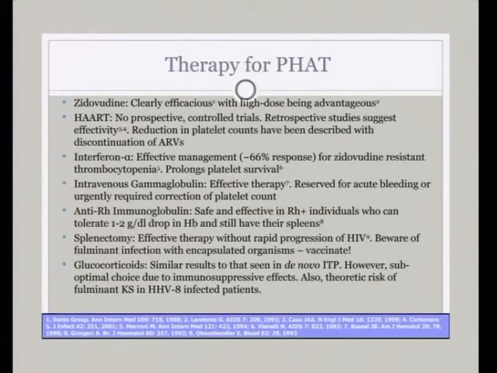Cortisone gives similar results in patients with de novo HIV as in patients that are not HIV infected. However, you don't want to immune suppress a patient that is already immune suppressed. And there's a theoretical risk of fulminant Kaposi sarcoma in people that are infected with human herpes virus 8. So we would like to stay away from that if at all possible.